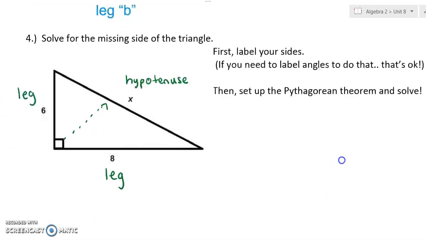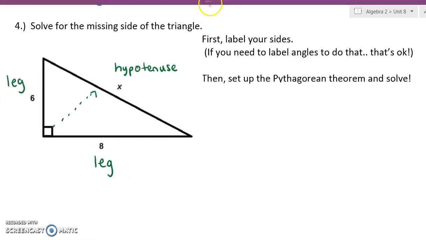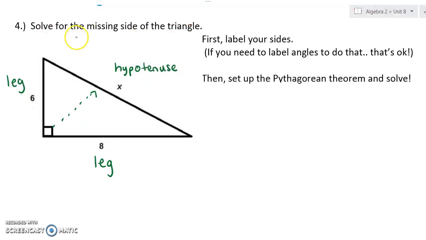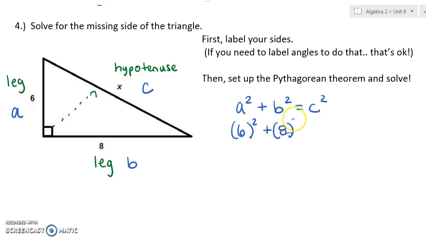Now we're going to use the formula that we have, which is leg squared plus leg squared equals hypotenuse squared, or you can say this one is A, this one is B, and this side right there will be C. So we have A squared plus B squared equals C squared, and it really doesn't matter which one is your A or B. So we have 6 squared plus 8 squared equals x squared, because we don't know what it is, and what we want to do is solve for x.